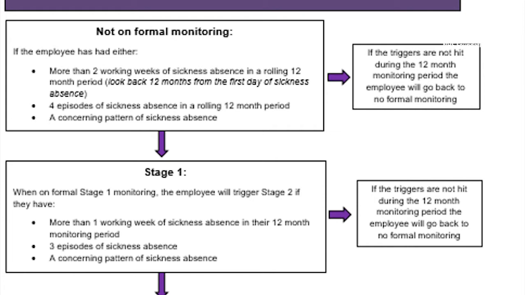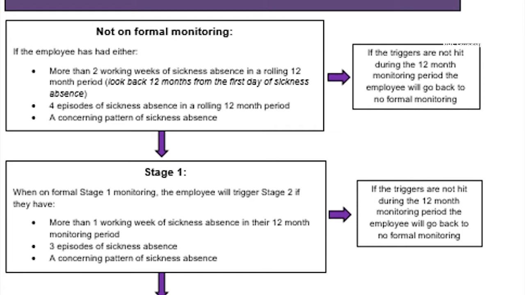For example, a full-time employee will not trigger stage 1 if they have had 1 episode of 1 working day, a 2nd episode of 1 working week, and a 3rd episode of less than 4 working days, as cumulatively it equates to 2 working weeks and 3 episodes. However, the 4th episode, regardless of how long, will trigger.